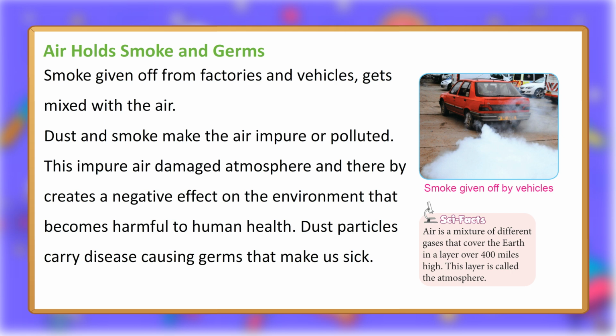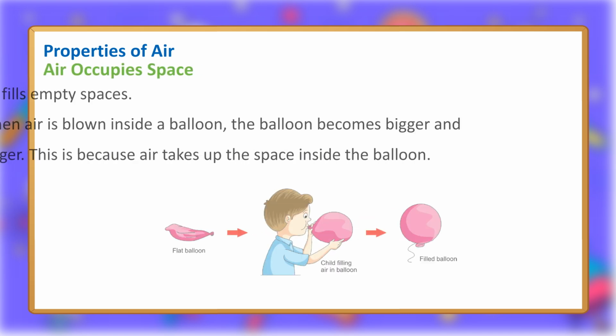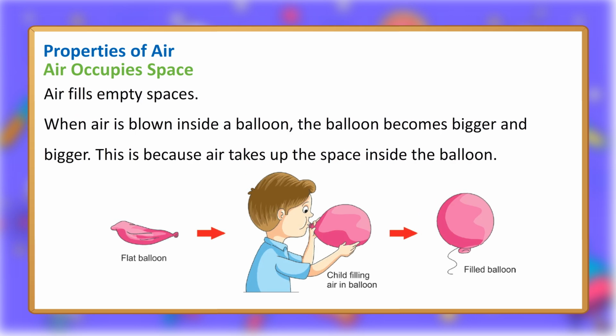Sci facts. Air is a mixture of different gases that cover the Earth in a layer over 400 miles high. This layer is called the atmosphere. Properties of air. Air occupies space. Air fills empty spaces. When air is blown inside a balloon, the balloon becomes bigger and bigger. This is because air takes up the space inside the balloon.